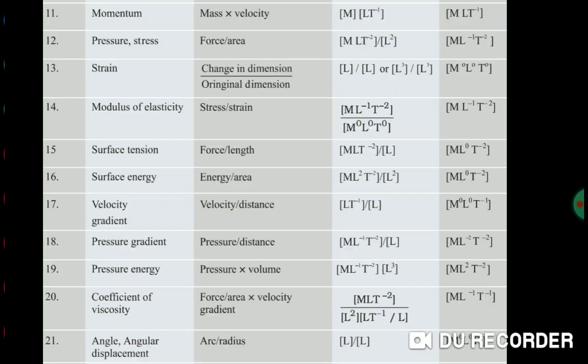Now I'll explain two more dimensional formulas. First we discuss the dimensional formula of surface tension. The general formula of surface tension is force by length. In the previous slide we discussed the dimensional formula of force, which is M L T minus 2.